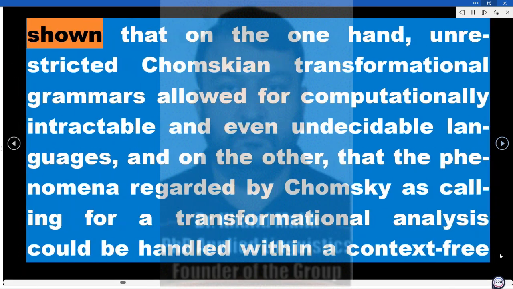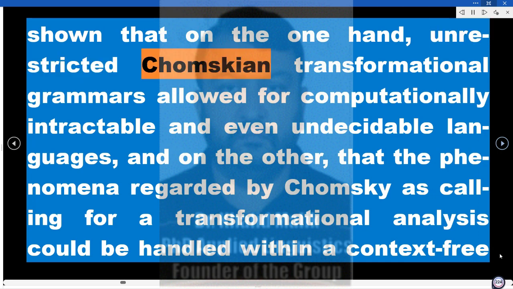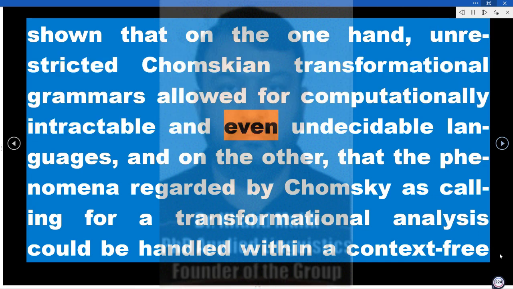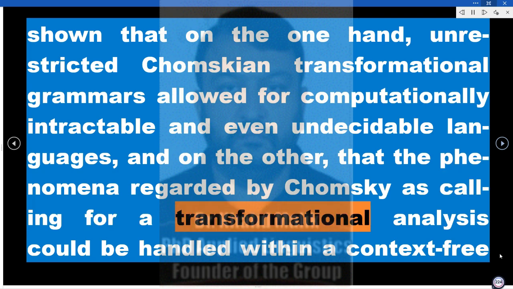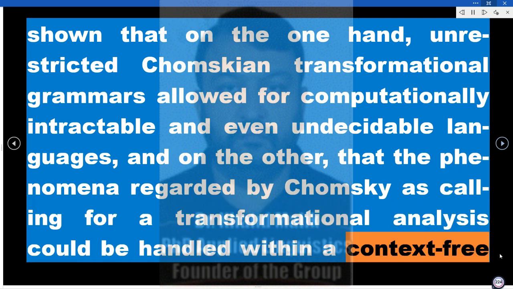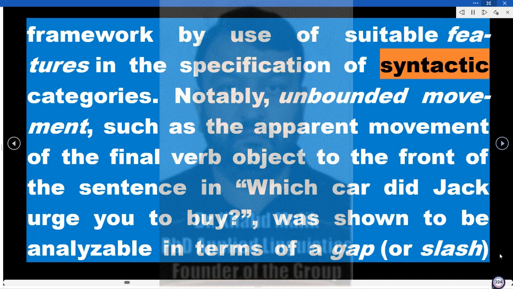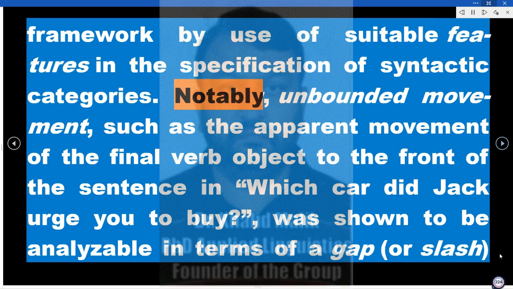However, it was later shown that on the one hand, unrestricted Chomskyan transformational grammars allowed for computationally intractable and even undecidable languages, and on the other, that the phenomena regarded by Chomsky as calling for a transformational analysis could be handled within a context-free framework, by use of suitable features in the specification of syntactic categories.